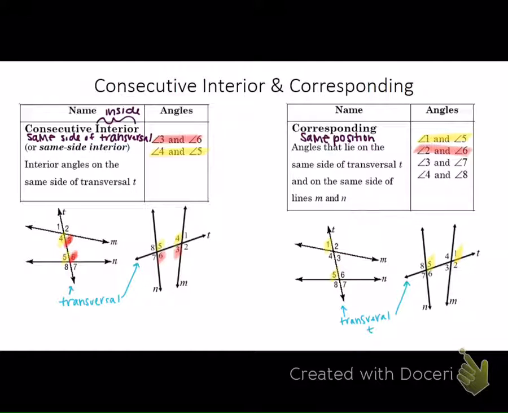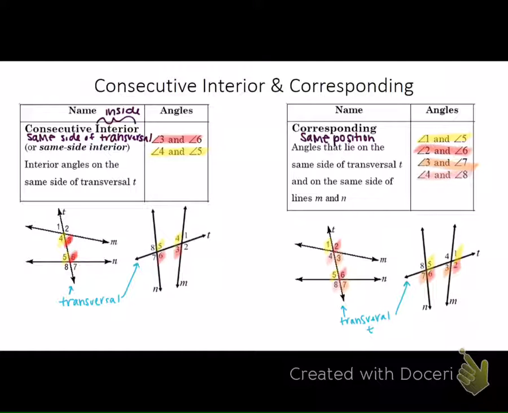Then we have 2 and 6. 2 and 6 are both in the bottom right. They're in the same position. 3 and 7 are both in the bottom left. And then we have 4 and 8, which are both in the top left. So those are corresponding.